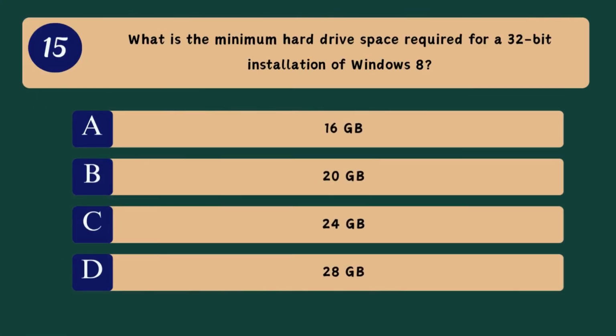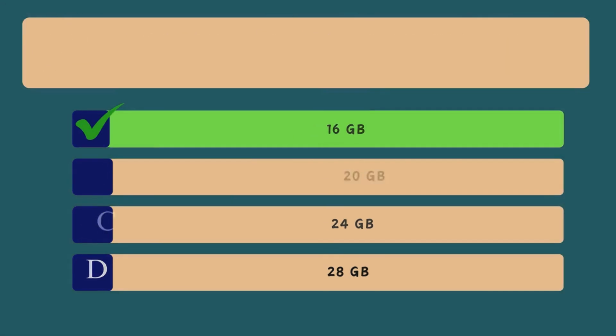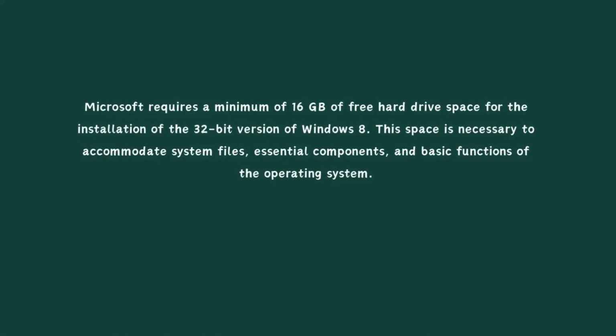Question 15. What is the minimum hard drive space required for a 32-bit installation of Windows 8? A. 16 GB. B. 20 GB. C. 24 GB. D. 28 GB. Correct answer, A. 16 GB. Microsoft requires a minimum of 16 GB of free hard drive space for the installation of the 32-bit version of Windows 8. This space is necessary to accommodate system files, essential components, and basic functions of the operating system.